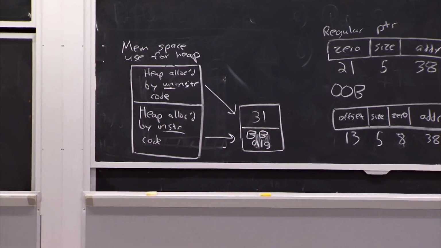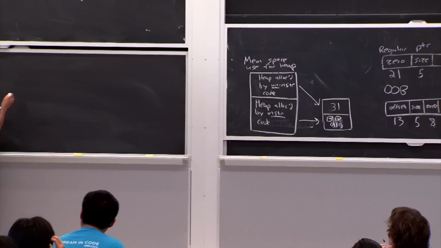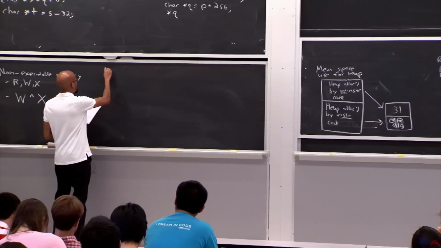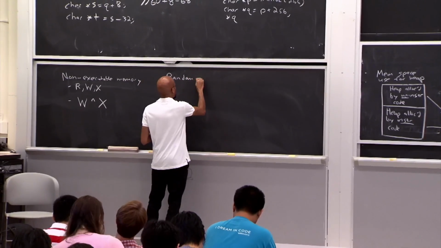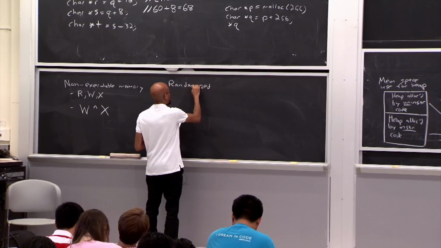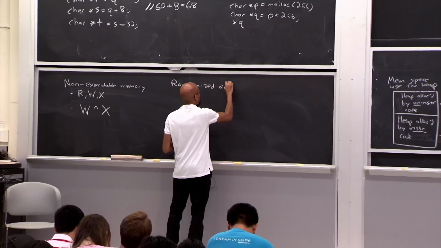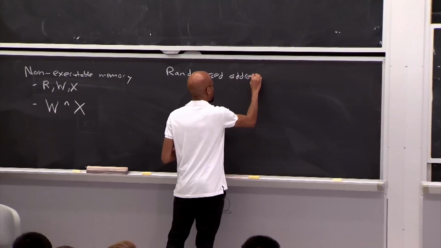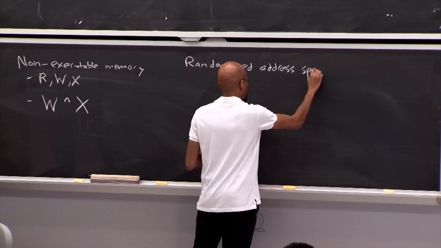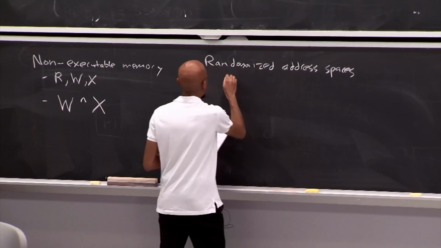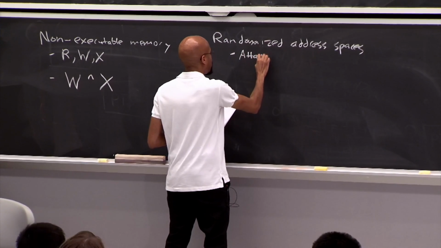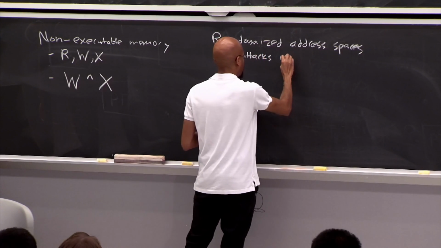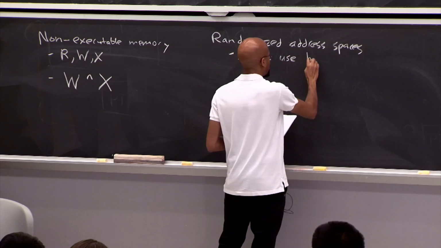And so another technique you might imagine for protecting against buffer overflows is using randomized addresses or address spaces. And so the observation here is that a lot of the attacks that we've discussed so far use hard-coded addresses.